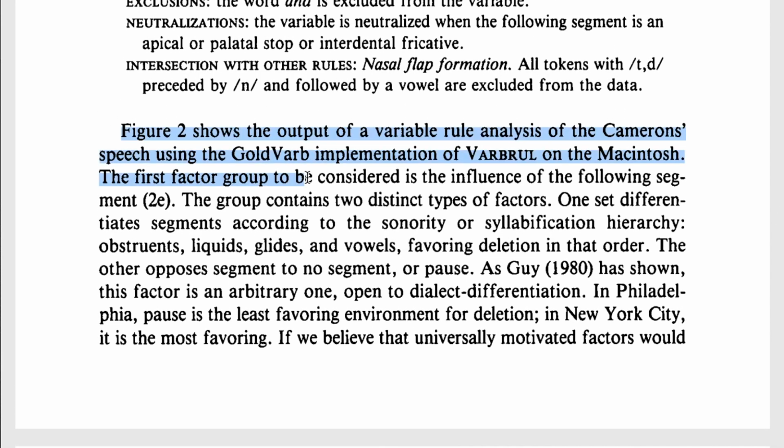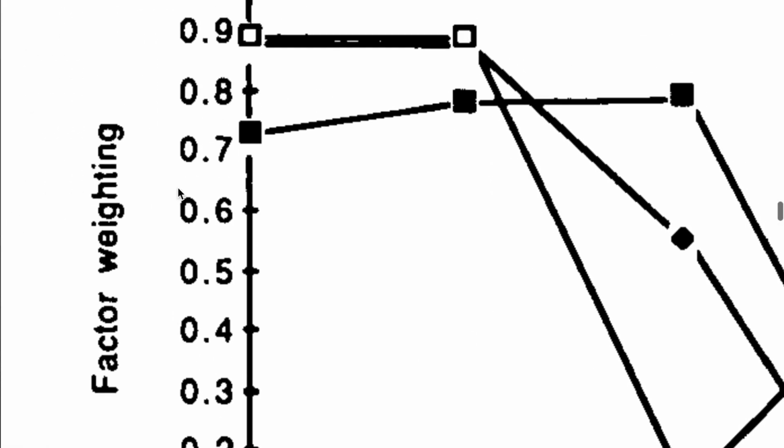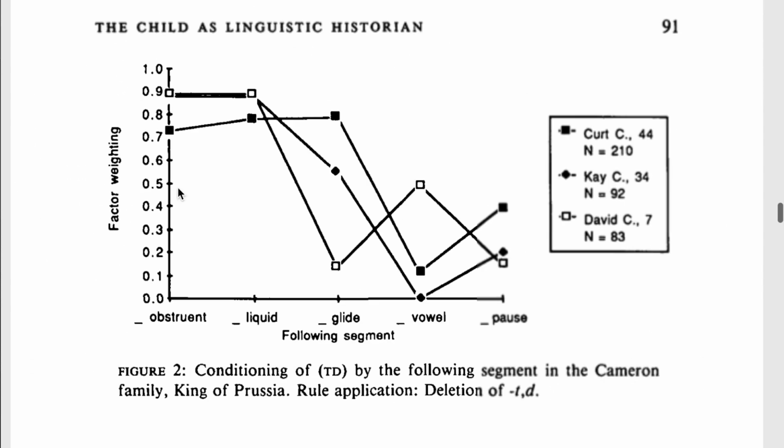What is a variable rule analysis? What are these factor weights? They look like probabilities. It even says input probability up at the top, but something doesn't seem right here. How do you make sense of this? Well, that's what this video is here to do.